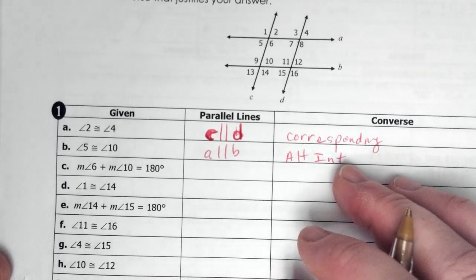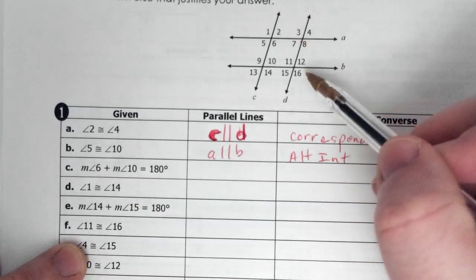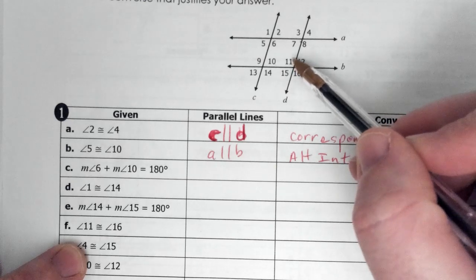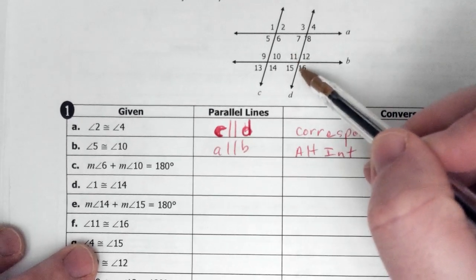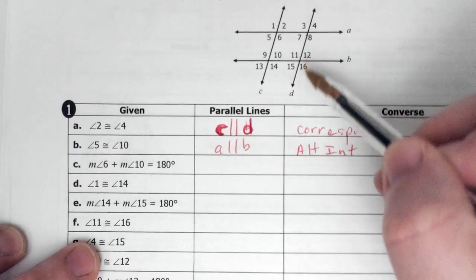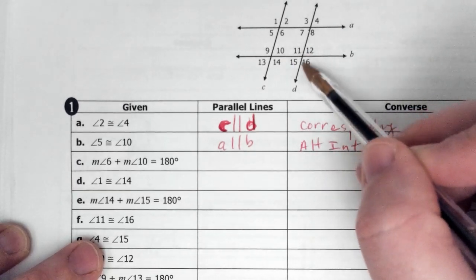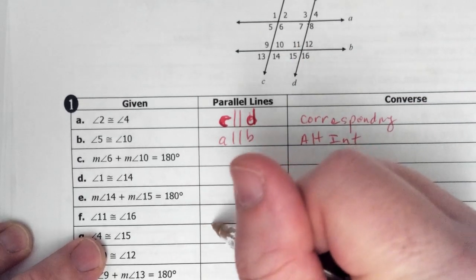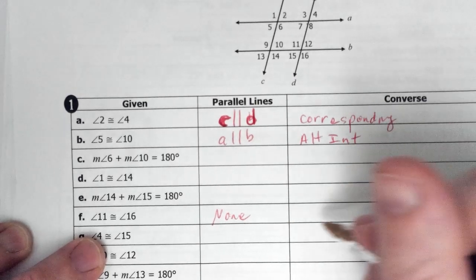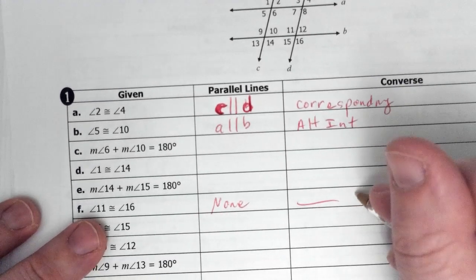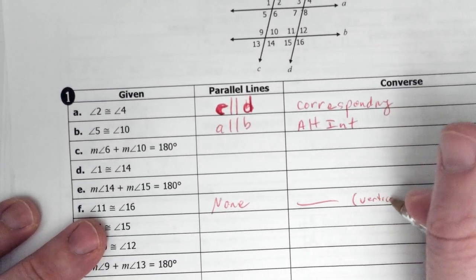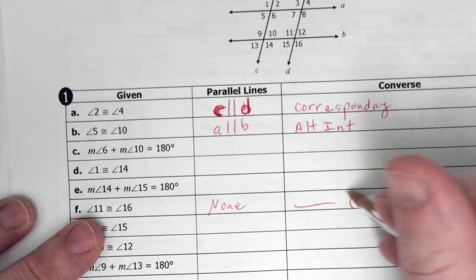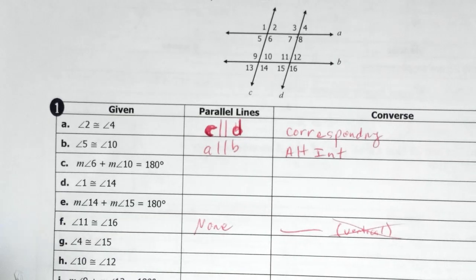And let's skip down to F. Okay, 11 and 16. We did not take a train. We didn't even leave the train station. So if we didn't leave the train station, there's no parallel line. So this is none, and so we don't care. The reason is because these are just vertical angles. So that's why this did not work, because we didn't even leave the train station.